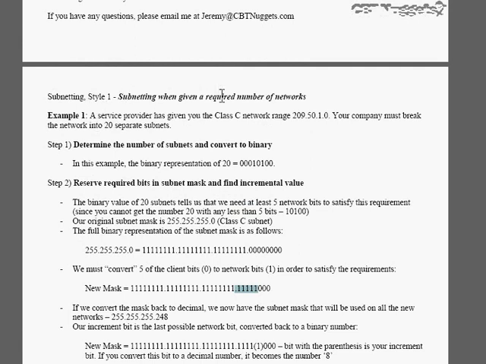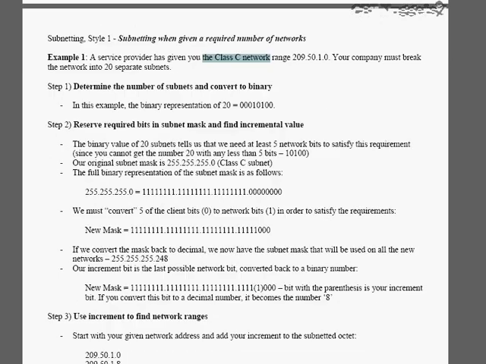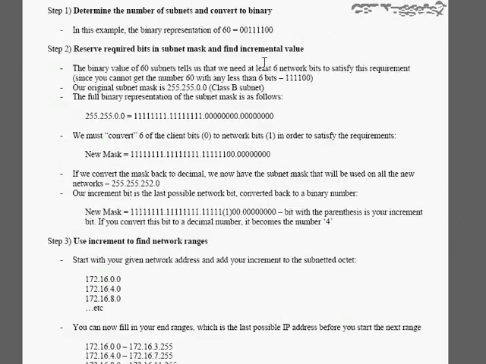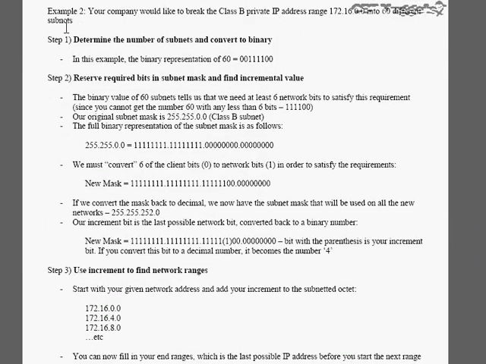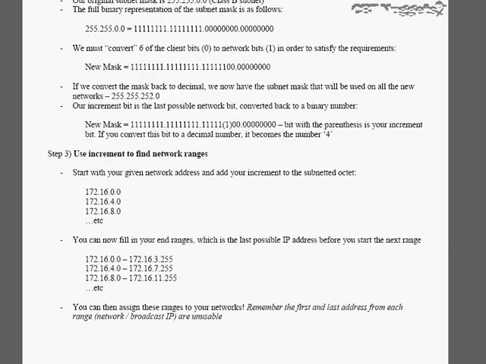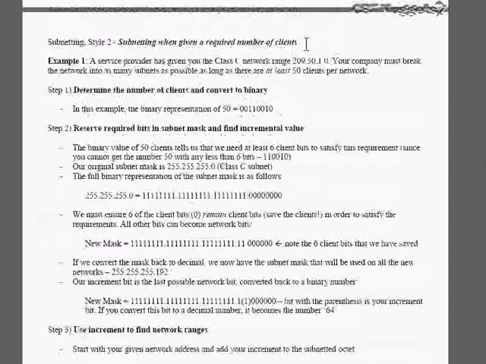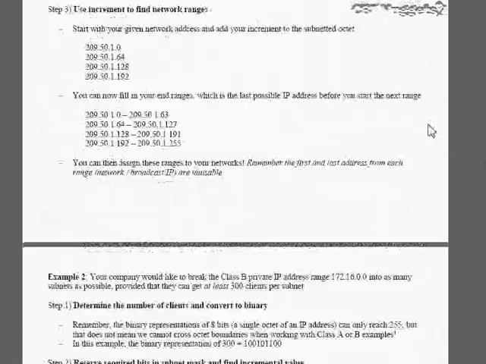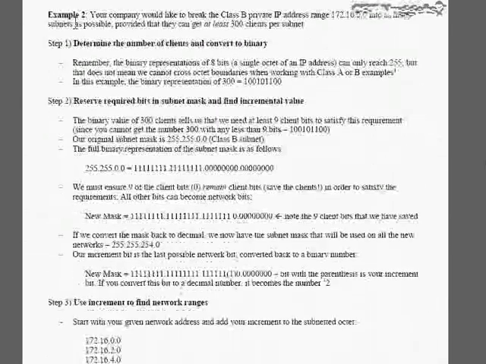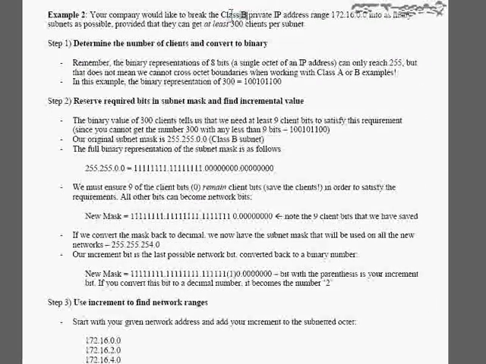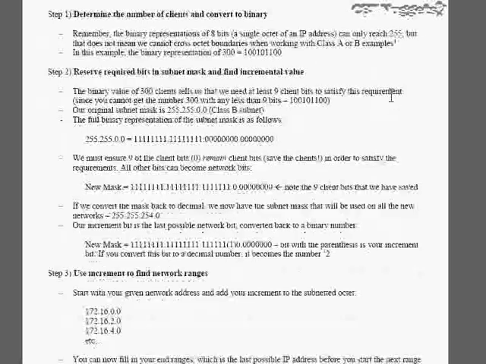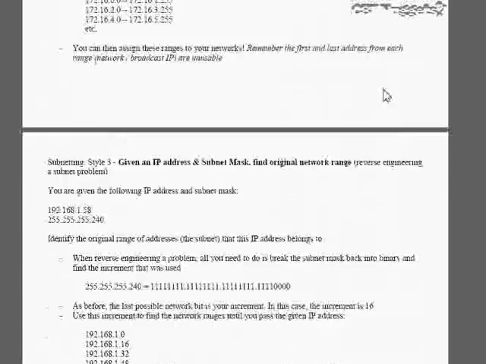Subnetting style 1 is an example based on the number of networks with a class C range. The second one is based on the number of networks or subnets with a class B range, because I wanted to give you a feel for each style. Class A is just like class B, so I didn't really include one of those. We have style number 2 right here based on a number of clients, and then example number 2 is based on a number of clients with a class B address. So I did a class C and a class B for each one of them.